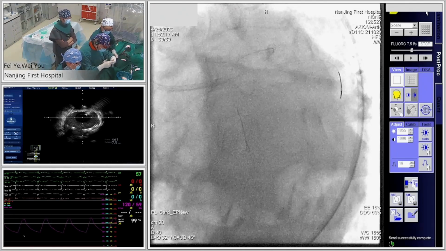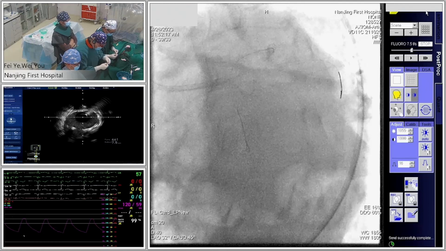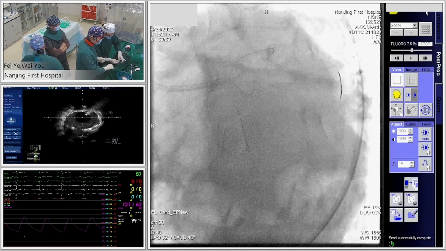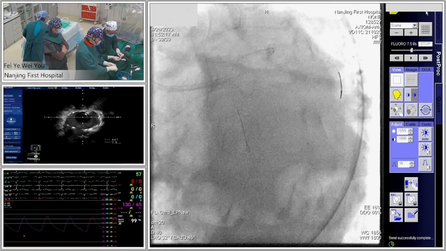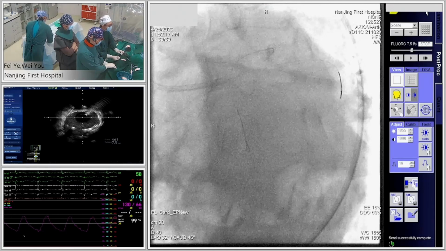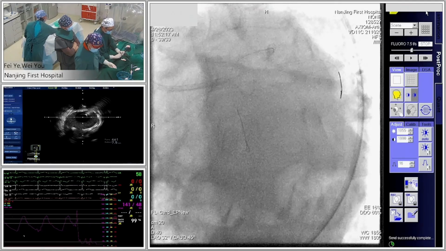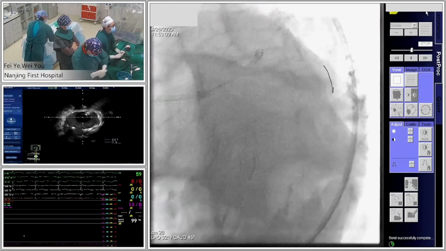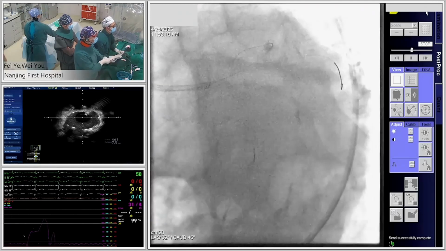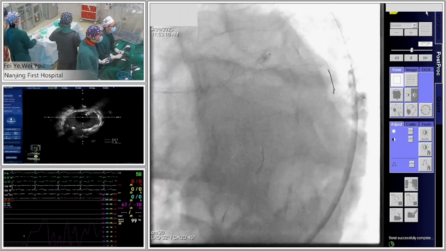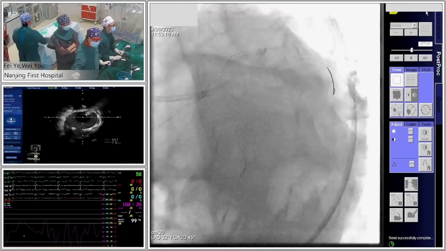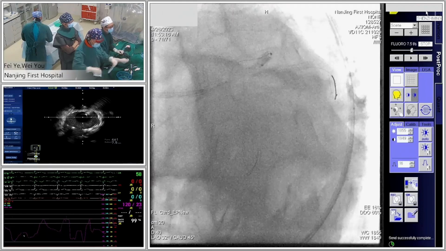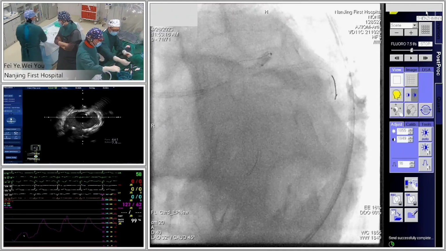This is the 3.5 NC balloon, reused. Okay, 3.5. And the 2.75. So the 3.5 balloon to the LAD first. Then the 2.75. You want the 2.75? Yes. Okay, easily. Thank you. You cannot find the 2.75.